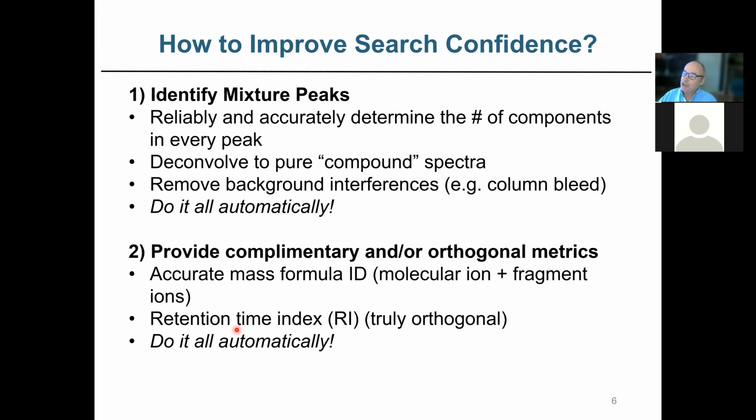The second one is retention index, and this is a really powerful tool. Retention index is truly orthogonal, and it's an extremely powerful tool, as we'll see as we move along. And again, we want to do this in an automated fashion.